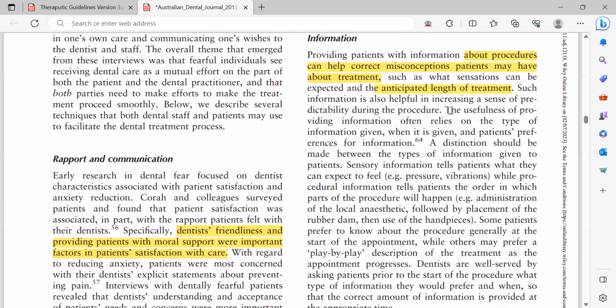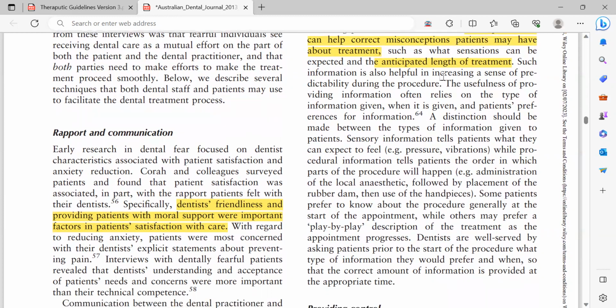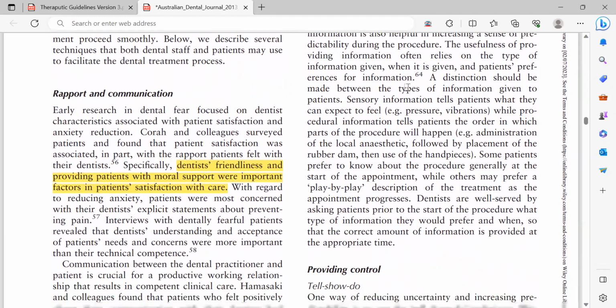Okay, such information is also helpful in increasing a sense of predictability during the procedure, so they would know what you are actually doing, and that can help reduce the fear of the unknown. The usefulness of providing information often relies on the type of information given.